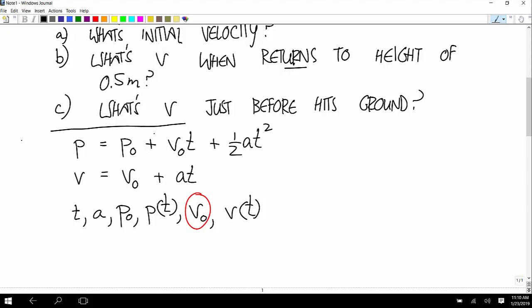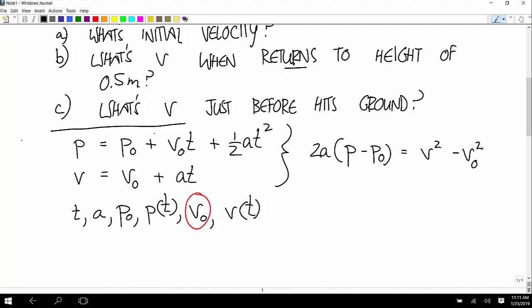So let's see. We don't know the time. So I think actually the one we need is the combination of these two. Or you could combine them yourself, but these two combine to give you one that says, the form I put it in was 2a times the quantity p minus p0 is equal to v squared minus v0 squared. And this is the one we're looking for. If you're looking for v0, obviously the equation has to have v0 and everything else is known.